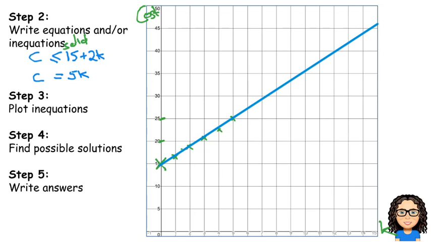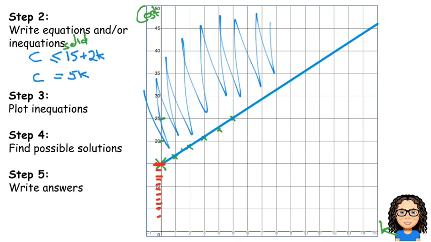Now the inequality says less than. So look at where it cuts through the c-axis. It cuts through there at 15. We want the values that are below that, that are less than that. So that means I need to shade out all the values above it. So I'm going to shade out that region above.